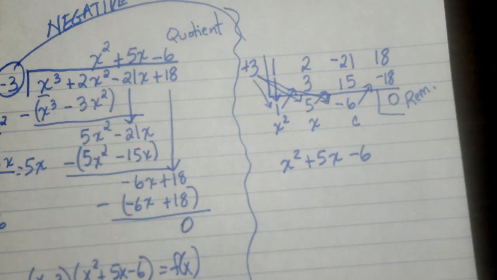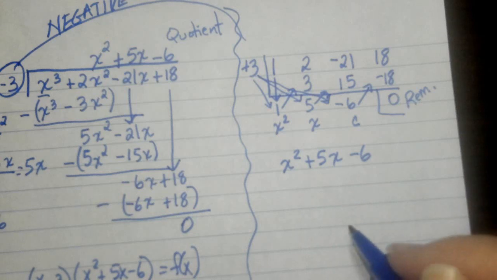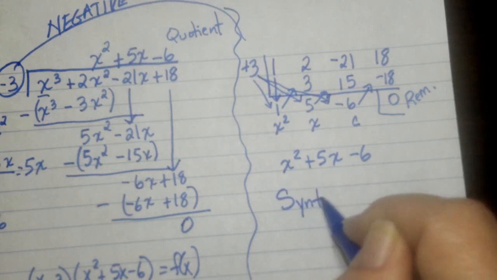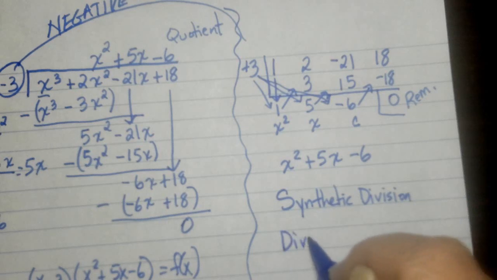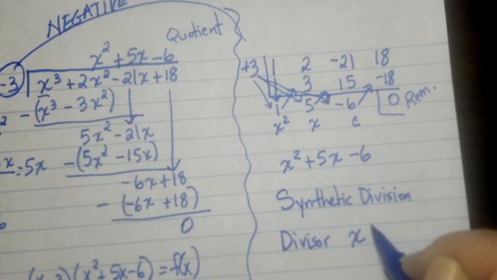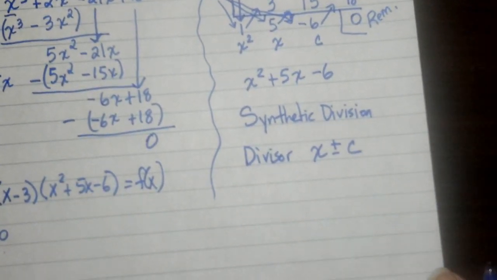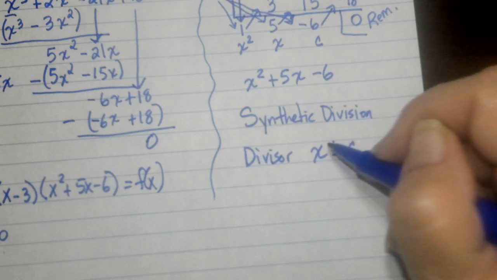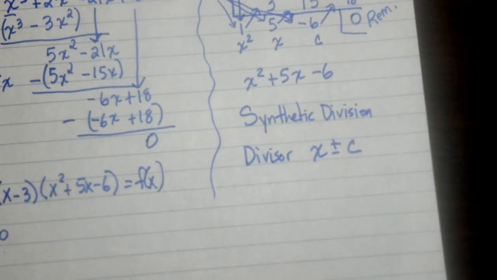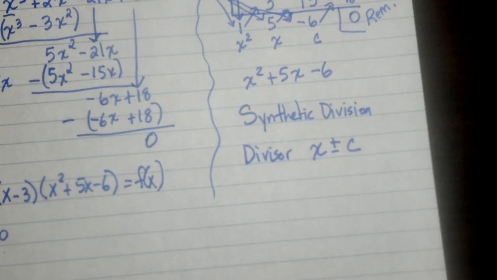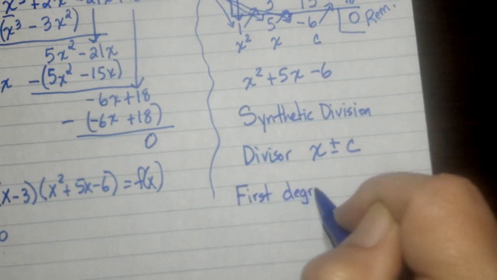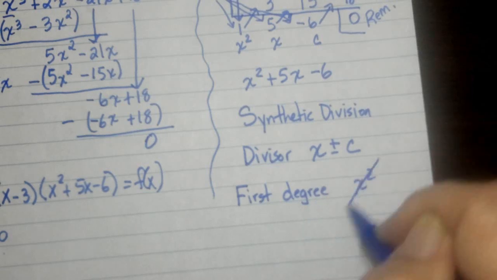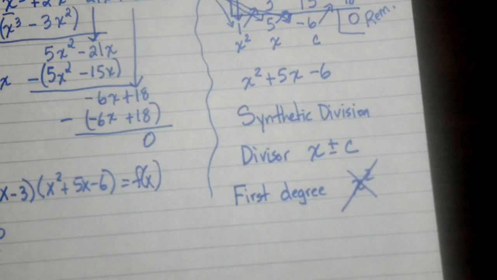Now, the thing is, you can only do synthetic division this way if your divisor has to be in the form x plus or minus c, a constant. So if you have an x squared, an x cubed, an x to the fourth, it won't work. Synthetic division doesn't work. You have to do long division in that case. So it has to be a first degree. Like x squared is not going to work on synthetic division. So long division works on everything. Synthetic division does not.